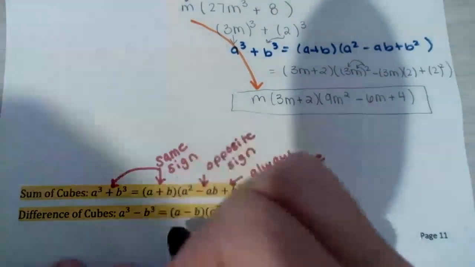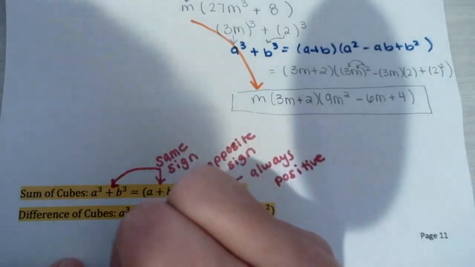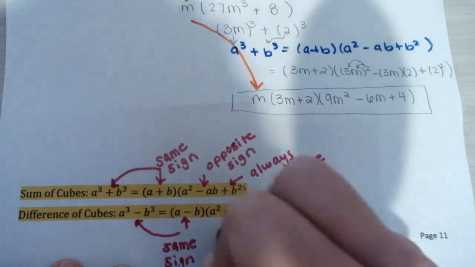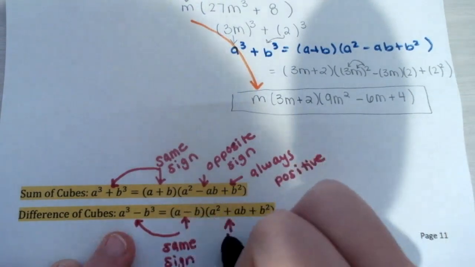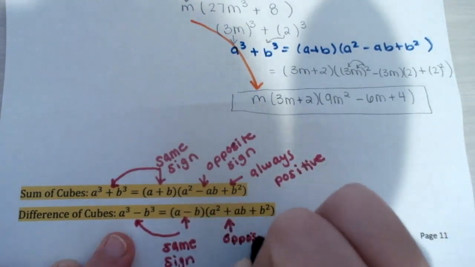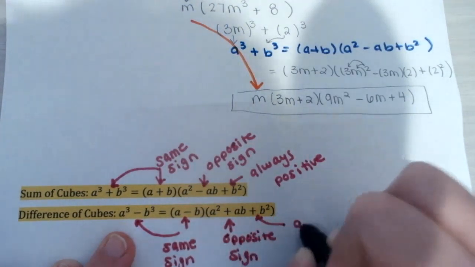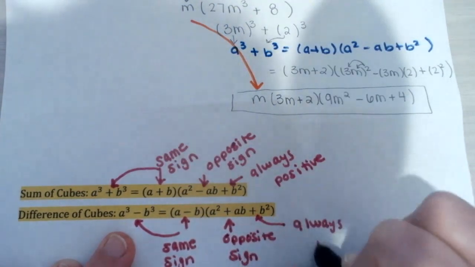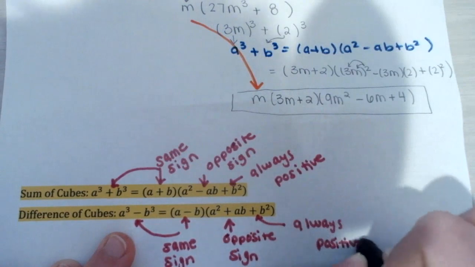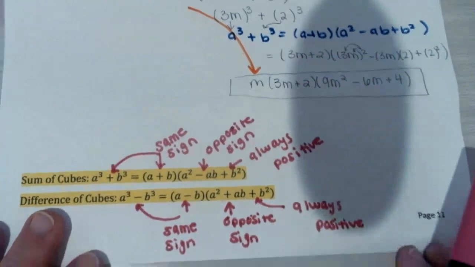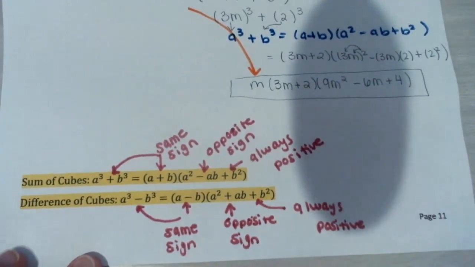I guess I'll write it down here while I'm writing it. So same sign as this. This is going to be the opposite sign. And then this last sign is always positive, just to kind of help you. So same, opposite, always positive.